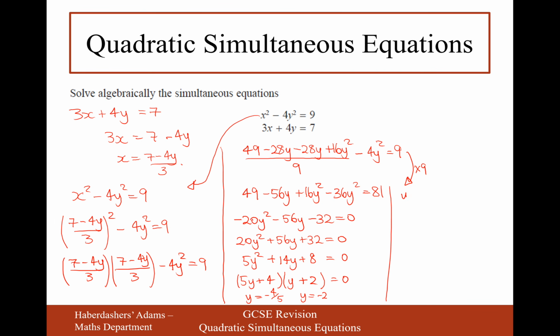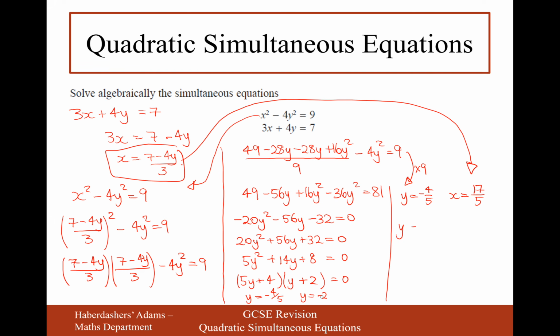So let's now start solving the x value. So -4/5 for the y value. We'll grab this equation here and use it to work out what x is equal to. I'm going to use my calculator and put in -4/5 as an answer value and then do fraction (7 - 4 × answer)/3. That's 17/5. And then y is equal to, this time, -2. Then use that same calculation and I get 5.